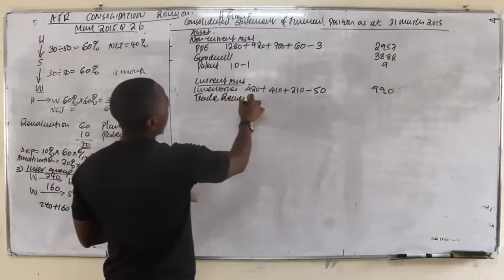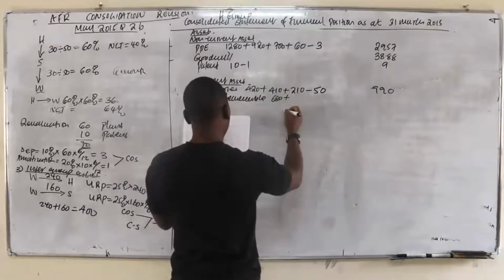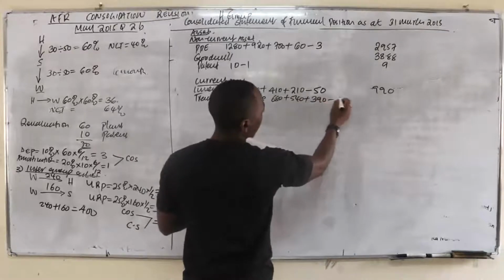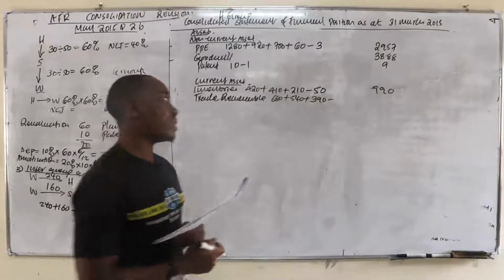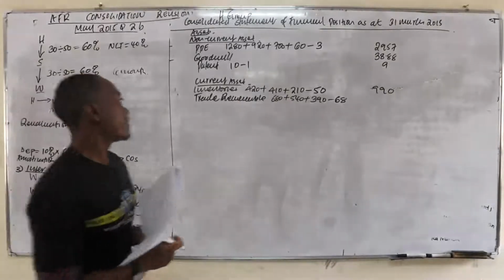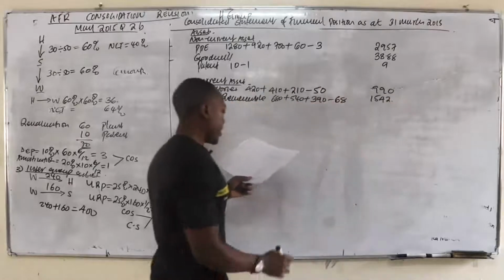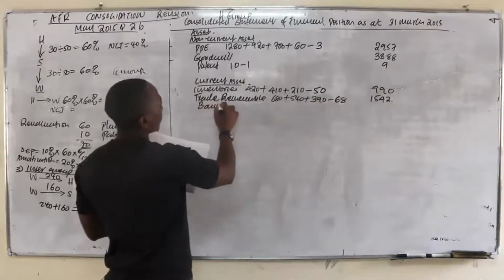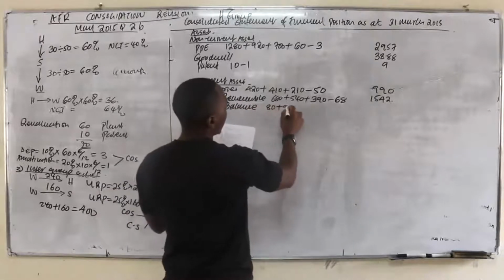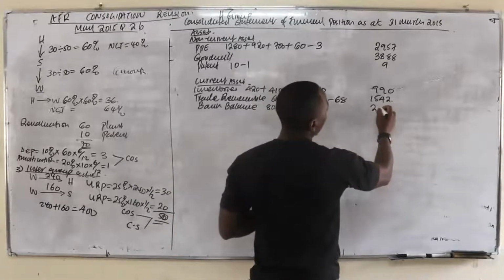Then we have trade receivables. For the trade receivables, we had an amount of 680. You add 540. You add 390. Then you eliminate the intergroup balances. How much is the value of the intergroup balances? 68. Good. What do you get? 1542. And lastly, we have the bank balance. The bank balance, we had 80 plus 90 plus 100. And that's 270.